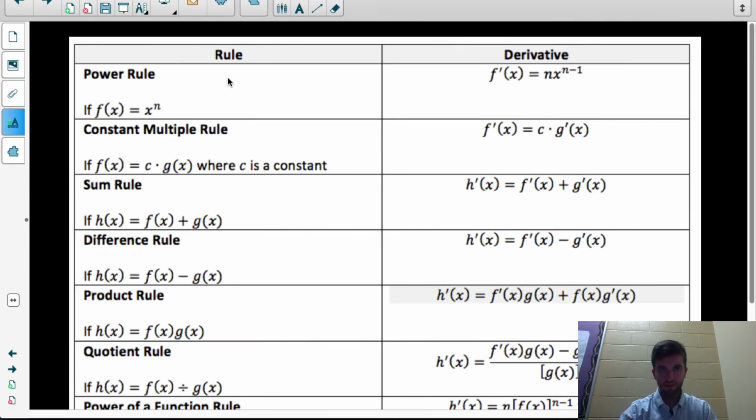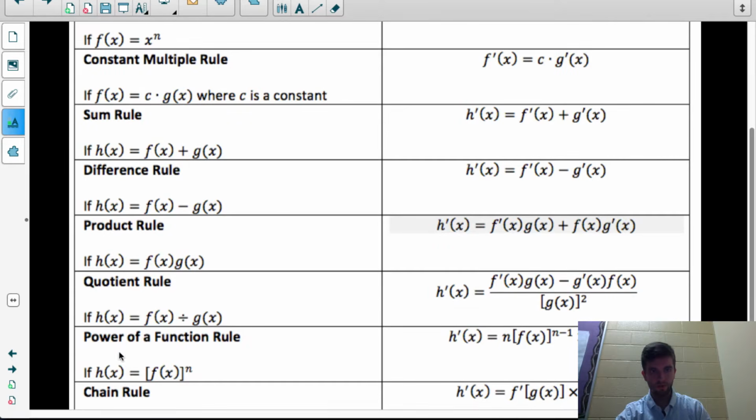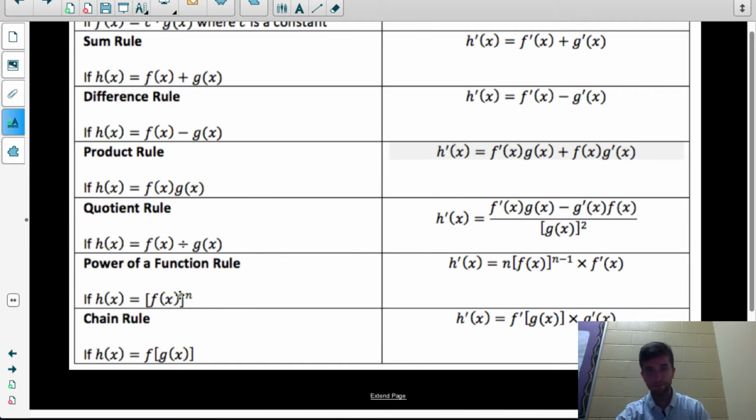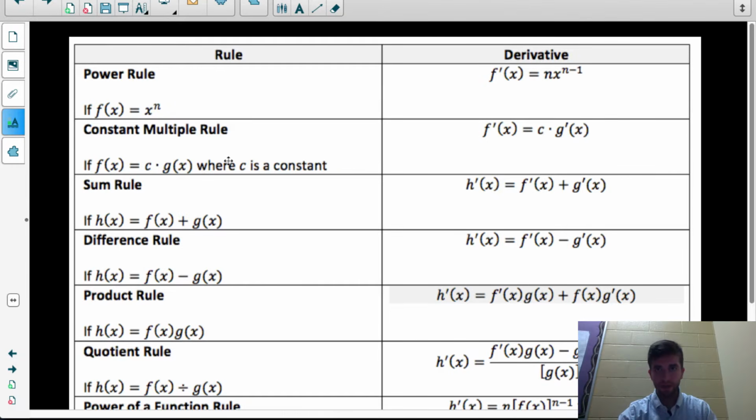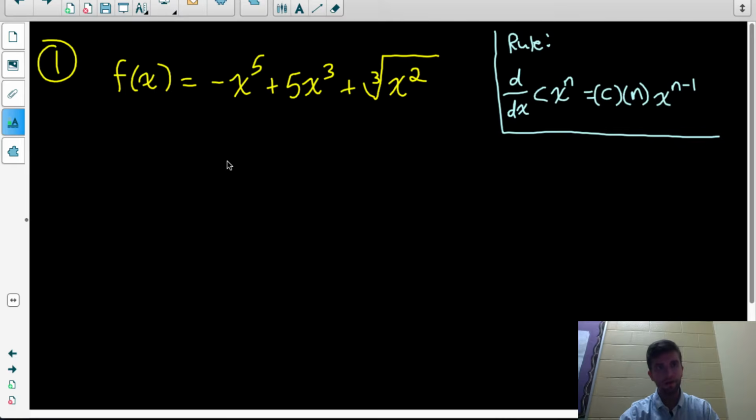So I'm going to start off just by showing you this list. I'm not going to talk about it right now. I'll reference them one by one as we use them. But here's a list of all the derivative rules that you would have used to start off your calculus course. So we got power rule, constant multiple rule, sum rule, difference rule, product rule, quotient rule, power of a function rule, chain rule. So, go back, pause the video if you want to take a close look at these now, but I'll reference them as we go.